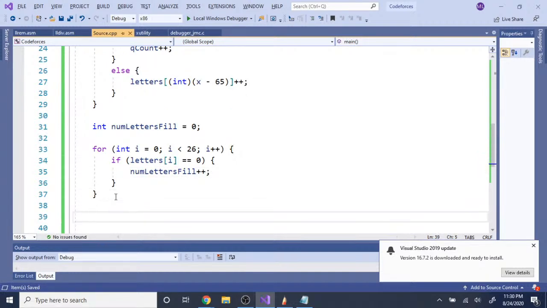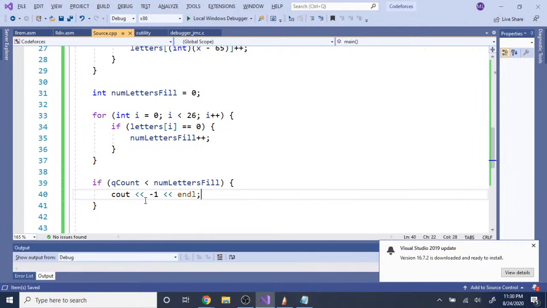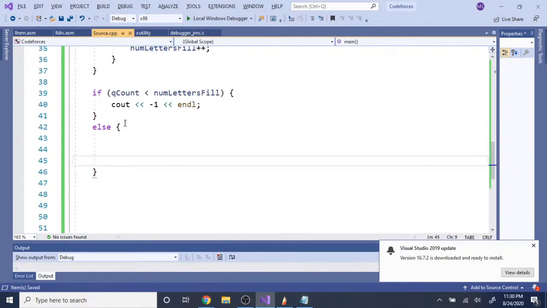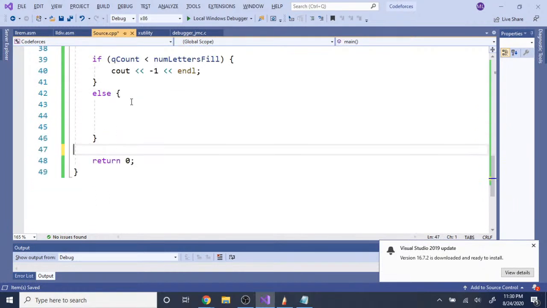After that, we have to make sure that the question marks, if the question marks are less than the number of letters we have to fill, then it's not possible, right? So if the question mark q count is less than the number of letters to fill, we're going to output -1 because it would not be possible. Otherwise, we have to fill the question marks ourselves.